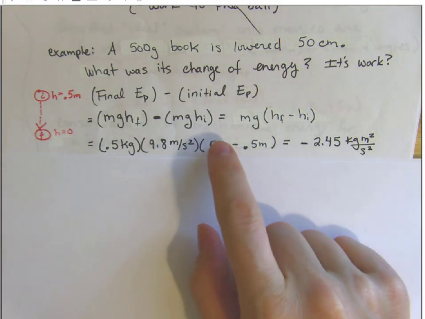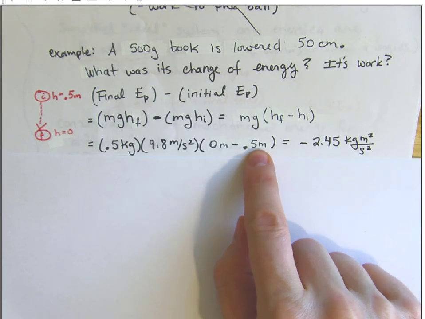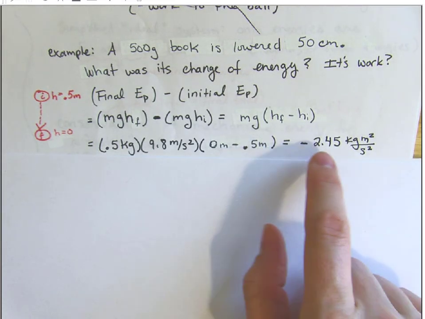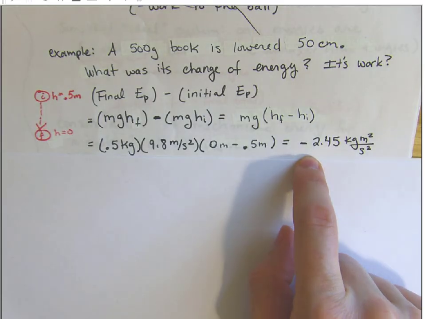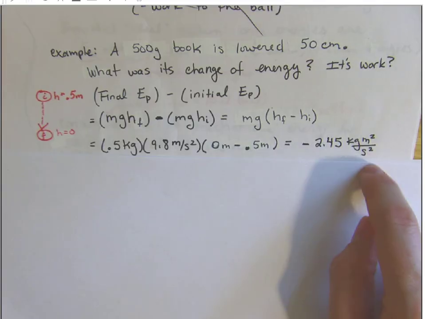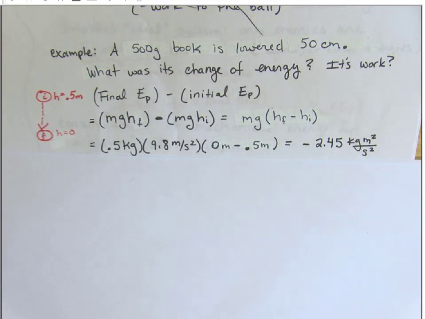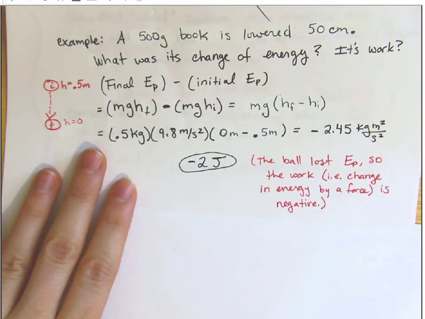So then my final height was 0 minus my initial height. My initial height was 0.5 meters. So I end up with a negative value, a negative 2.45 kilogram meter squared per second squared. Is it possible to have a negative change in energy? And the answer is yes. That just means energy was removed. It lost some of its gravitational potential energy.